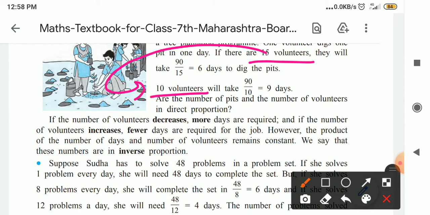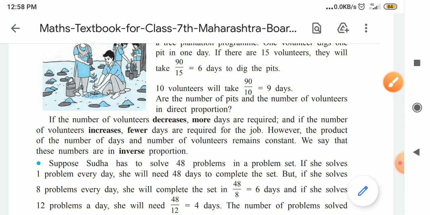At first 15 volunteers are there, and now how many volunteers are there? 10 volunteers are there. Then how many days are required? As you know, one volunteer digs 1 pit in 1 day. So 10 ones are 10 and 10 nines are 90. Means how many days were taken? 9 days. Okay. So from this you will understand what?